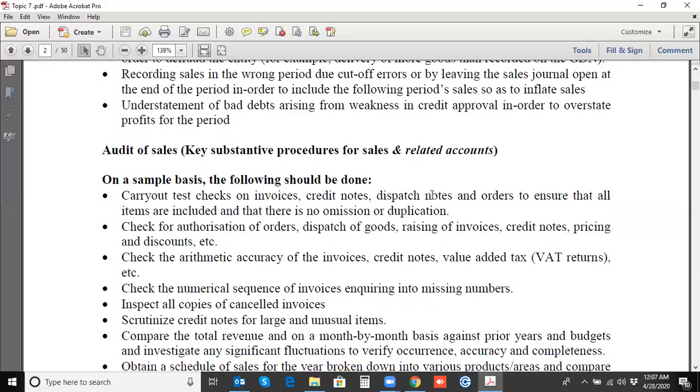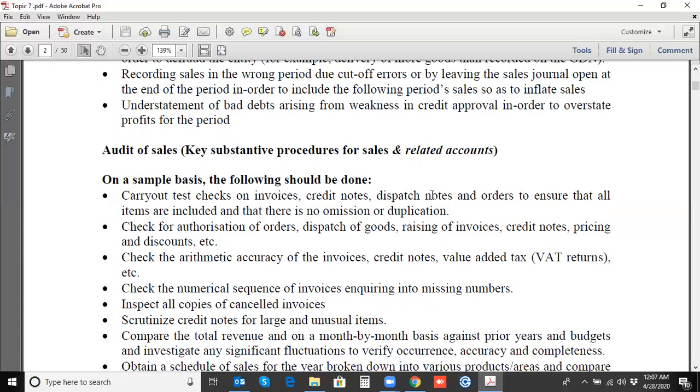Raising of invoices. Who is raising the invoices? Are they being reviewed and approved? If they're being reviewed and approved, that is going to ensure that the errors made in the financial statements are minimal. Just imagine a situation whereby you have an account assistant who raises invoices and credit notes and nobody reviews them. You could have very many errors. There could be arithmetic errors, or any other errors, and they end up making the financial statements incorrect. But if you have a second pair of eyes reviewing and authorizing, then that could make sure that the financial statements are not materially misstated. Check the arithmetic accuracy of the invoices and credit notes.